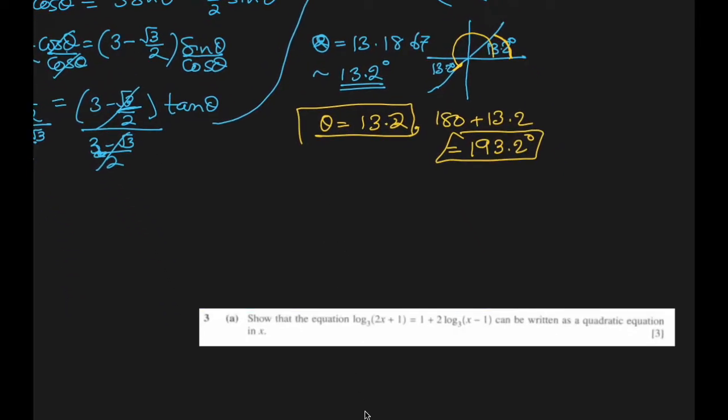Okay, let's go to question number 3, which is here. Show that the equation can be written as a quadratic equation. Of course, it can be. So let me rewrite it here. Log base 3 of 2x plus 1 equal to 1 plus 2 log base 3 of x minus 1.